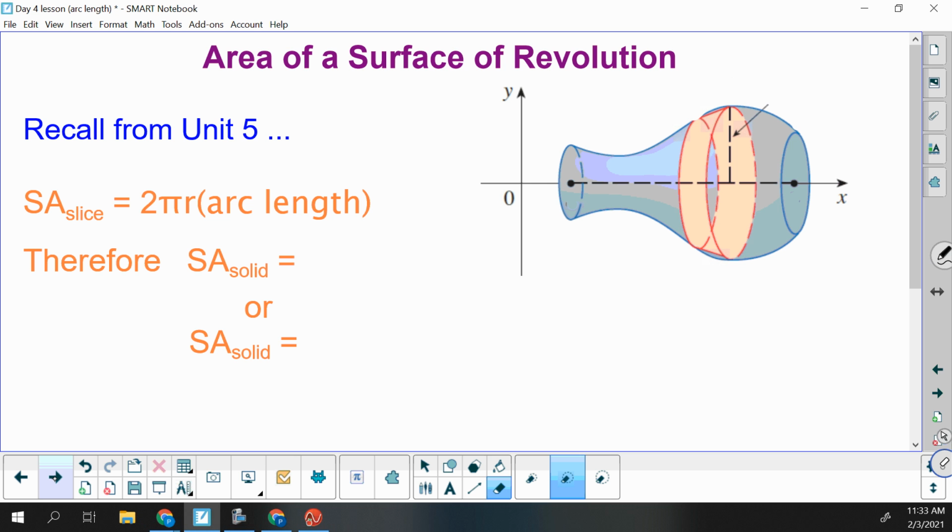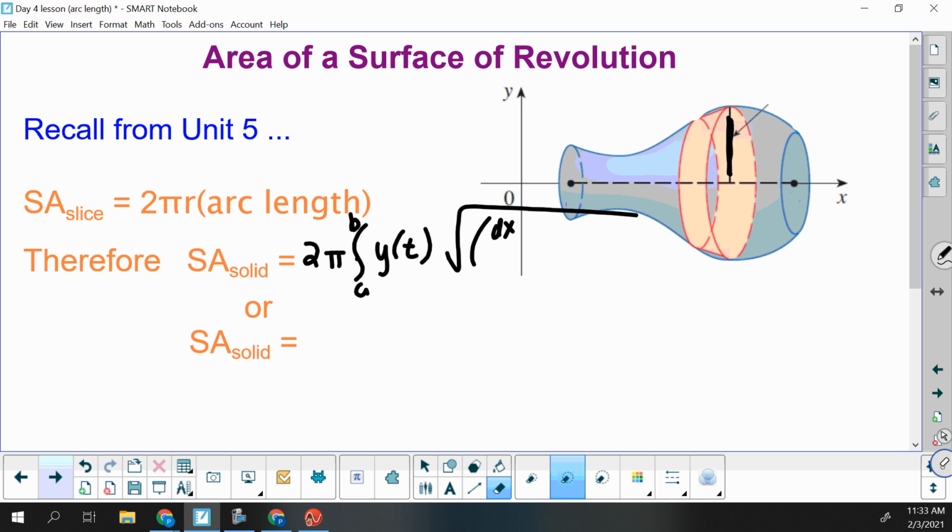So from unit 5, we looked at surface area, and it was just 2 pi times the radius times the arc length. So for us, our options are, if we're going over the x-axis, our radius will just be, oh, I should throw the integral in there. 2 pi integral from a to b. The radius would be our y of t, and then it will just be our arc length. So we'll have square root of dx over dt squared plus dy over dt squared, and then dt on the end.